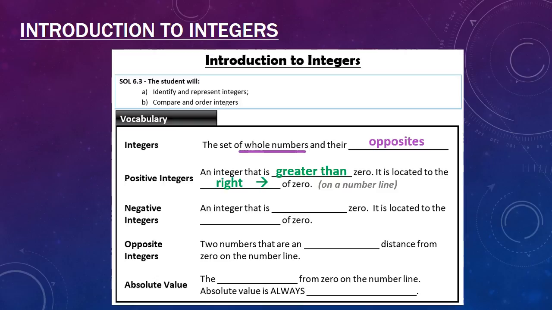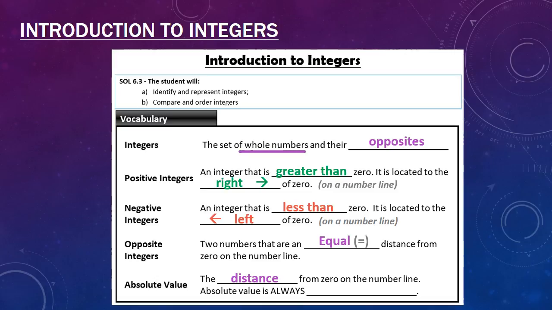Negative integers are the opposite. Those are numbers that are less than 0, and they're located on the left of 0 on the number line. So less and left, it's easy to remember because they both start with L. Opposite integers are just two numbers that are an equal distance from 0 on the number line.